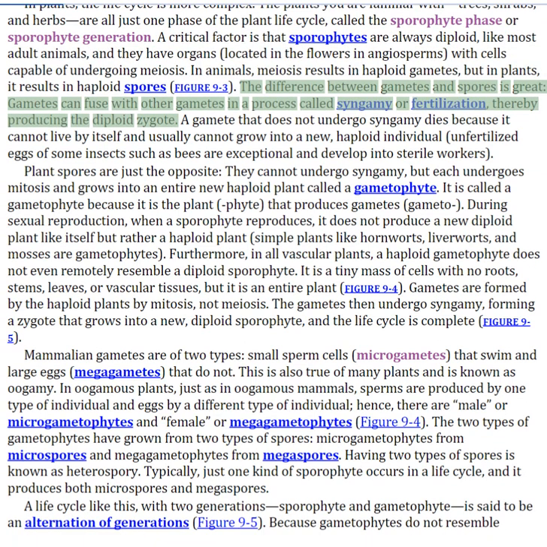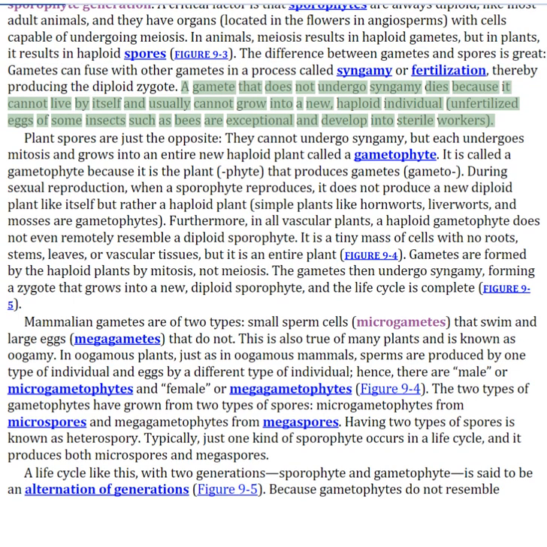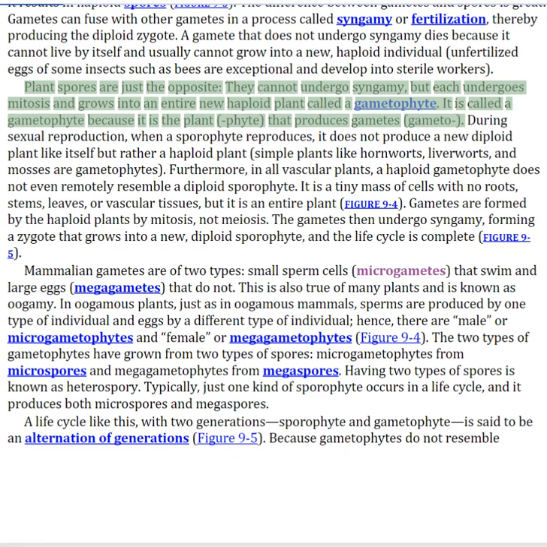The difference between gametes and spores is great. Gametes can fuse with other gametes in a process called syngamy or fertilization, thereby producing the diploid zygote. A gamete that does not undergo syngamy dies because it cannot live by itself and usually cannot grow into a new, haploid individual. Plant spores are just the opposite.